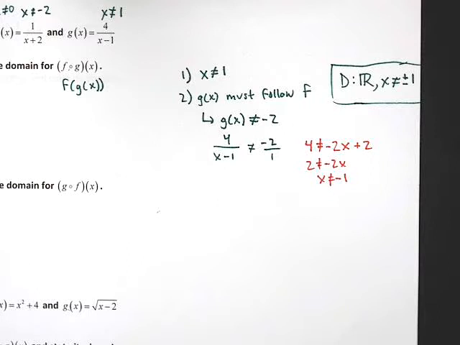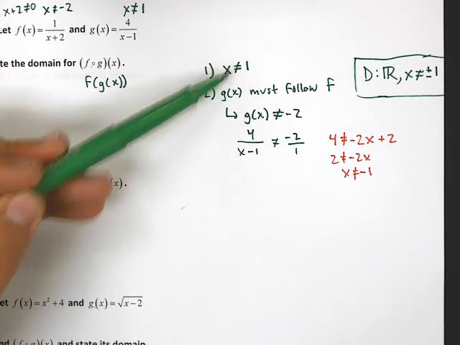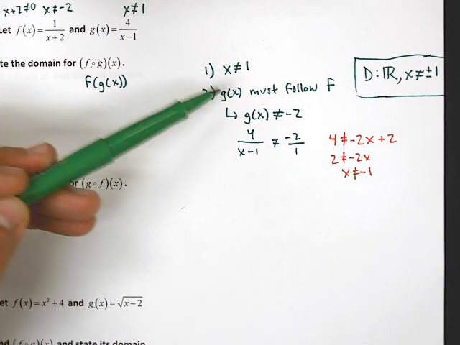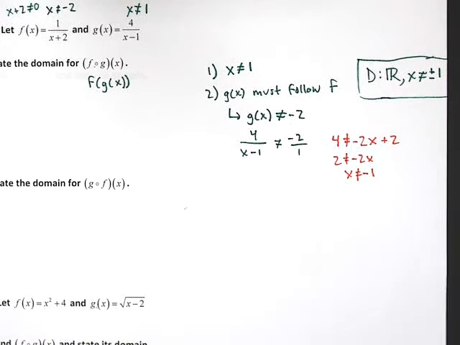So again, the little function's domain restriction will always work, and then the second part is you have to figure out how that little function follows the restrictions of the bigger function.